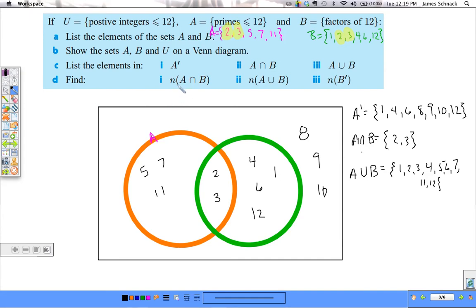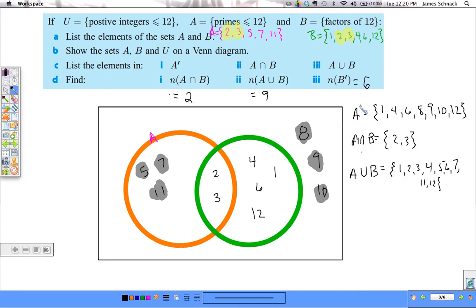Now, N in parentheses means number of things in. So the number of A intersect B, so how many things are in A and B? Number in A union B. How do you count that? 1, 2, 3, 4, 5, 6, 7, 8, 9. And pause the video and try this last one. The number of things not in B. So here we go. Number of things not in B. That would be 11, 7, 5. Six items not in set B.